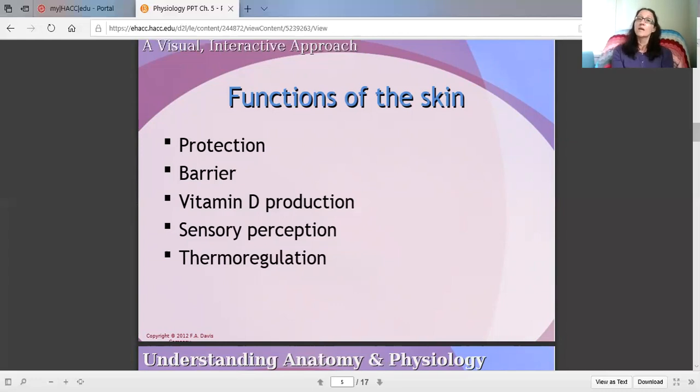What else? Sensory perception, of course. You have lots of nerve endings in your skin. Some of them are for picking up just the very, very lightest of touch and pressure, like where you can feel a fly on your skin. Some of them are a little bit deeper, like more in the hypodermis and the deeper layers of the dermis.